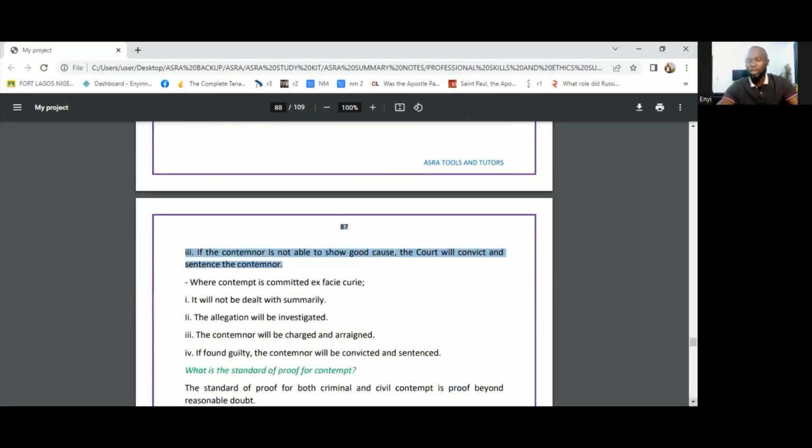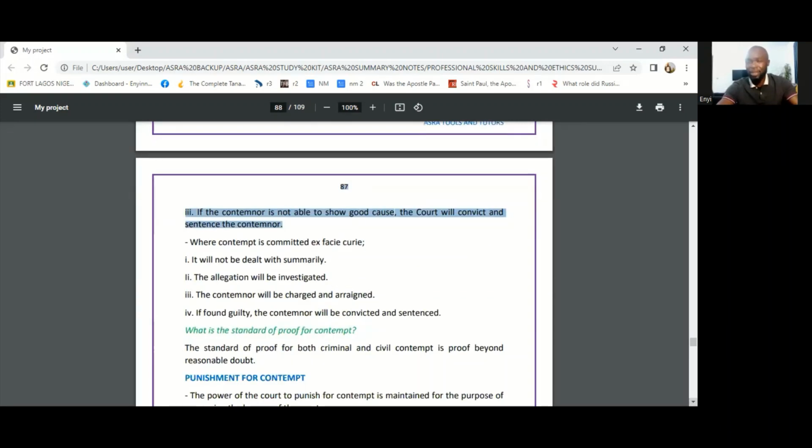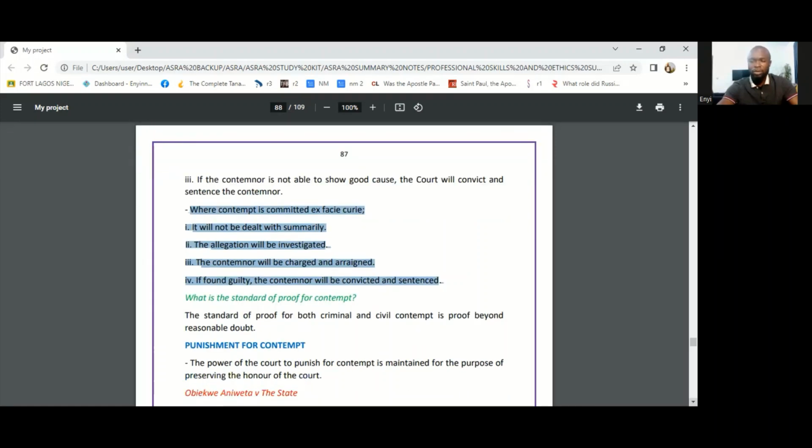While for contempt ex facie curi, that's contempt that is outside the face of the court, you would have the allegation reported, the matter will be investigated, and then the contemptor subsequently may be arrested and charged and arraigned before the court. And if the person is found guilty, the person, of course, would be convicted and sentenced by the court. Now, the standard of proof that applies for trials of contempt, both criminal and civil, is the criminal standard of proof beyond reasonable doubt.